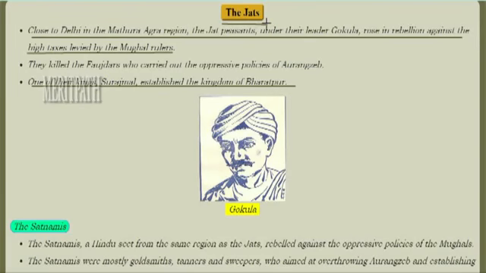The Jats, close to Delhi in the Mathura-Agra region: the Jat peasants, under their leader Gokula, rose in rebellion against the high taxes levied by the Mughal rulers. They killed the Faujdars who carried out the oppressive policies of Aurangzeb. One of their kings, Surajmal, established the kingdom of Bharatpur. In this image we see the leader Gokula.